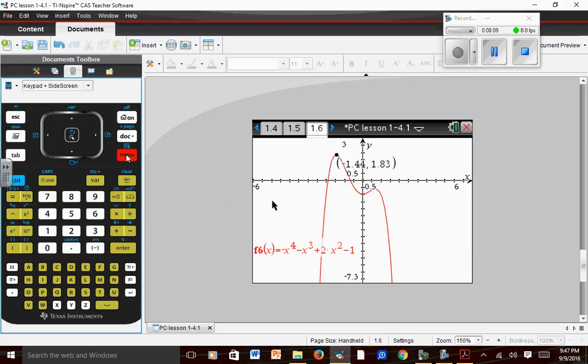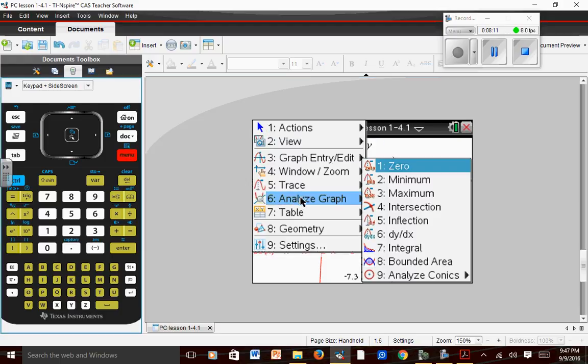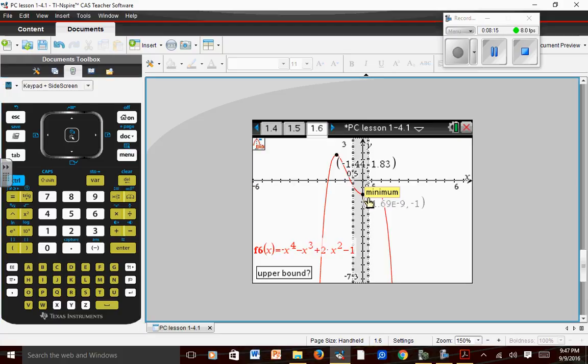If you want to find that relative minimum, you're going to do the same thing. Analyze that graph at a minimum, and between here and here it finds the lowest point and identifies where that is and gives it a dot. And if I want to find this third one, I can do that too, but I'm not going to do that this time.